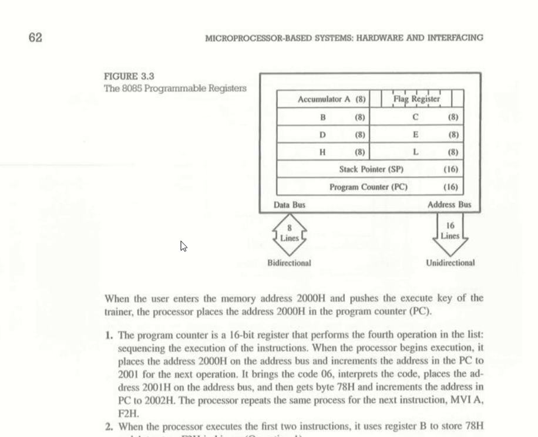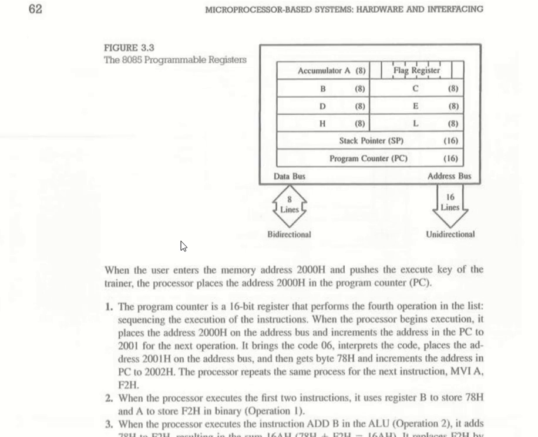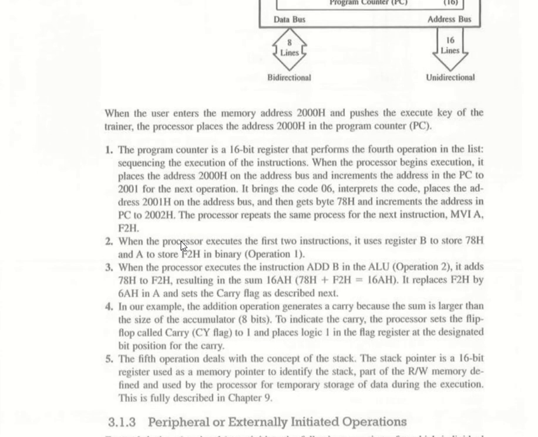And it sets the carry flag as described. We will come to the carry flag as well. So in this example, the addition operation gets a carry because the sum is larger than the size of the accumulator, right? The accumulator is 8 bits and the sum is more than 8 bits. So to indicate the carry, the processor sets the flip flop called the carry flag. We will be discussing the flag registers, and we will be discussing the carry flag in that, so no need to worry right now.